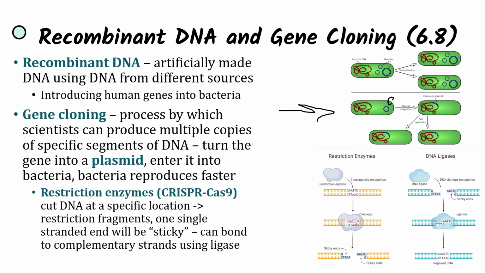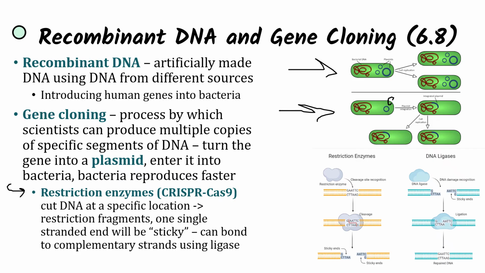Additionally, we have gene cloning, where scientists can produce multiple copies of specific pieces of DNA using bacteria by turning the gene into a plasmid and entering it into the bacteria. So even if the bacteria don't take up that plasmid into their chromosome, just through their replication, that plasmid will be duplicated, and now there's going to be more copies of that DNA. We have had gene cloning. And this is all possible due to restriction enzymes such as CRISPR-Cas9, which cut DNA at a specific location.